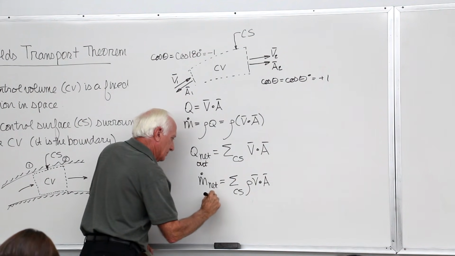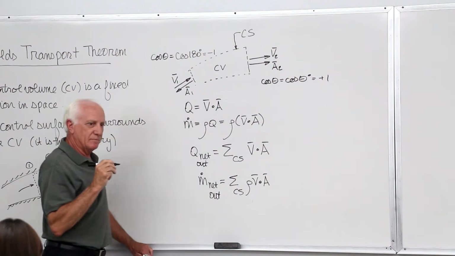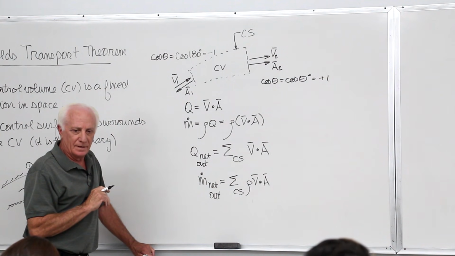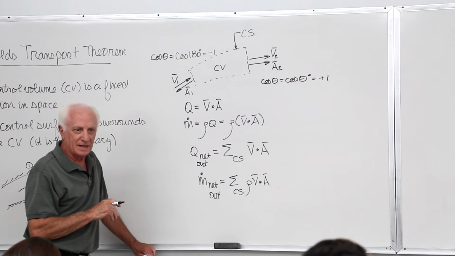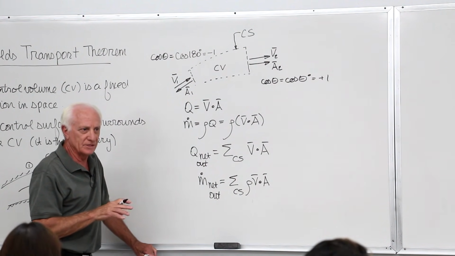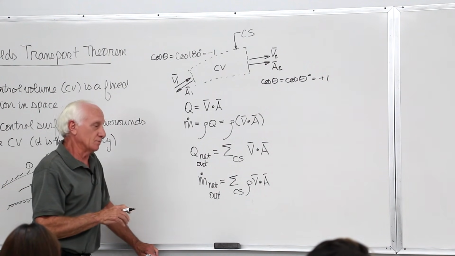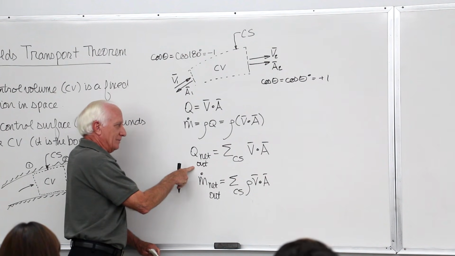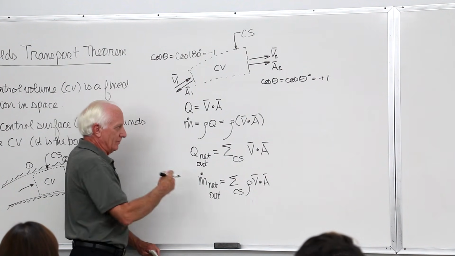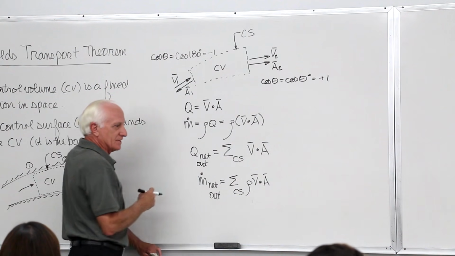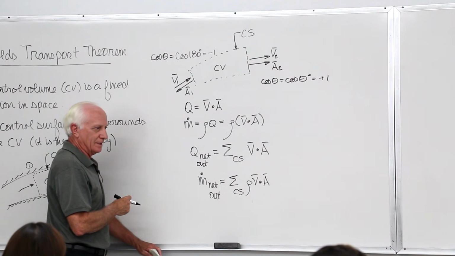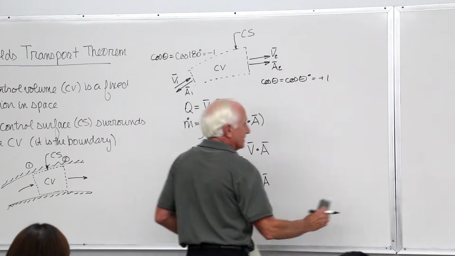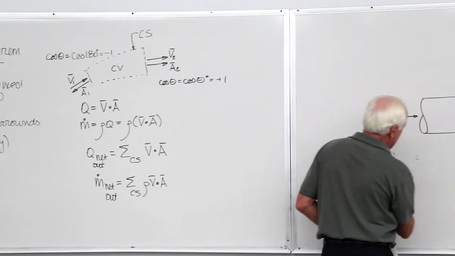M dot net out. What does net mean? Subtract something. The word net means subtract something. The net balance in your checkbook. What came in minus what goes out. In this case, it's what goes out minus what comes in. So Q net out, in that case, would mean the flow rate leaving minus the flow rate entering. Okay, so that's just some background that we'll need for that.